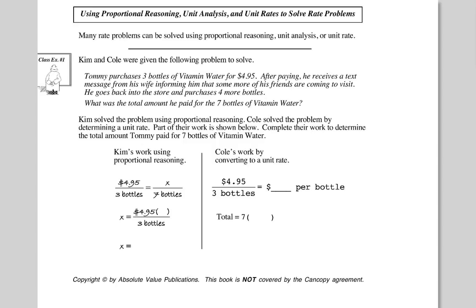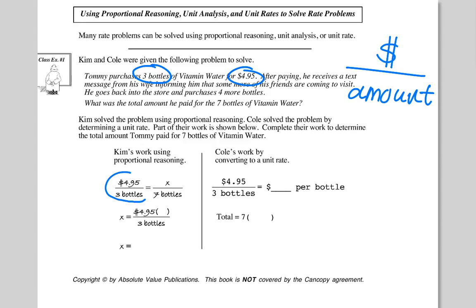So if you look through this question, 3 bottles for $4.95. Again, you really only care about how much it is for 1 bottle. So in order to figure that out, you would take the dollars and divide by the amount. We always want dollars on top, amount on the bottom. And you can see Kim's done that right here, as well as Cole. They've both done that.